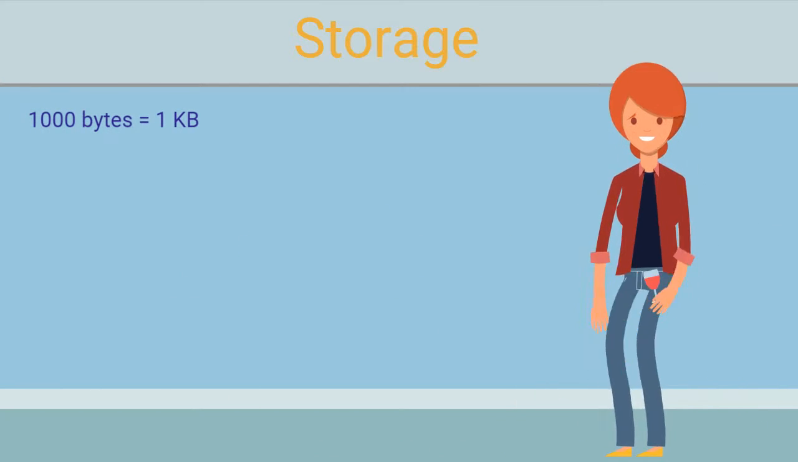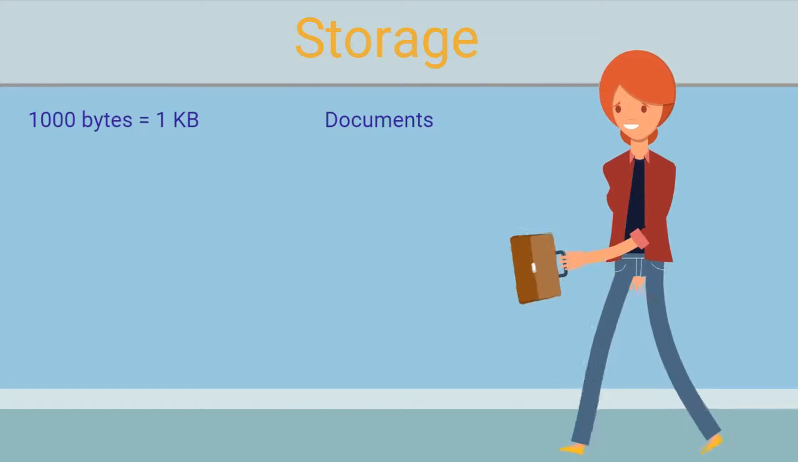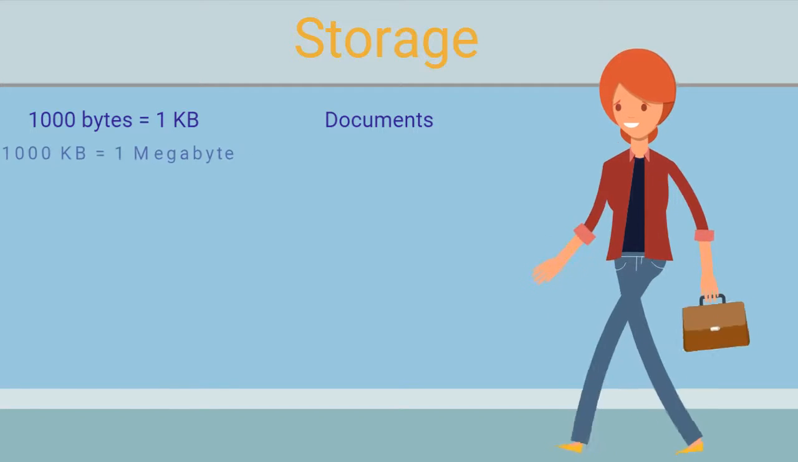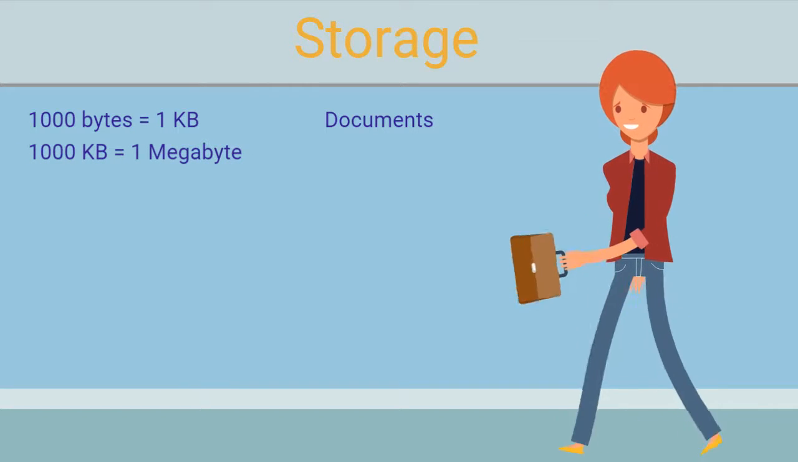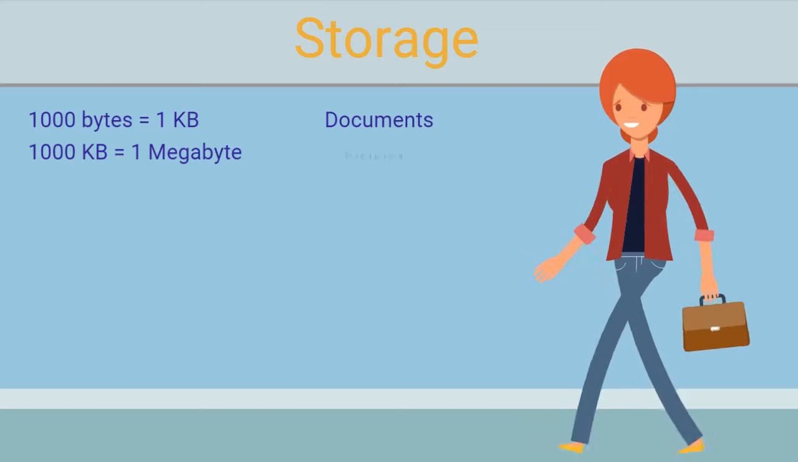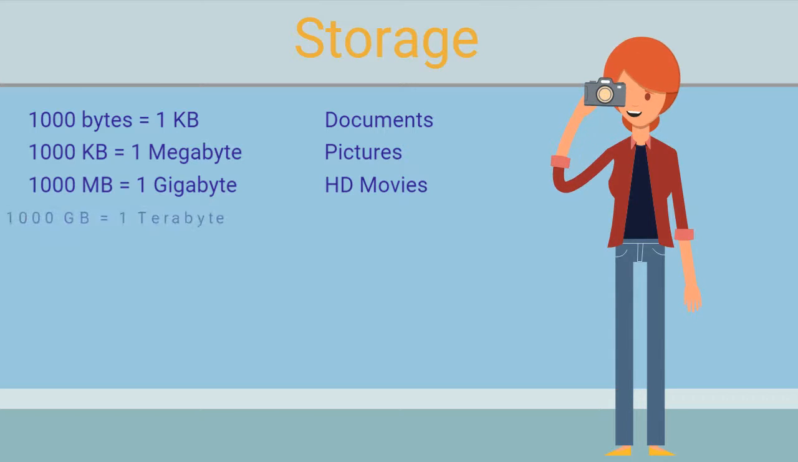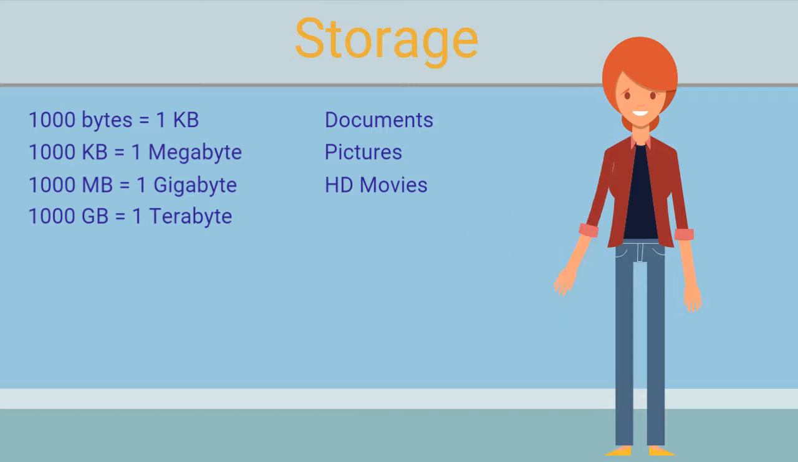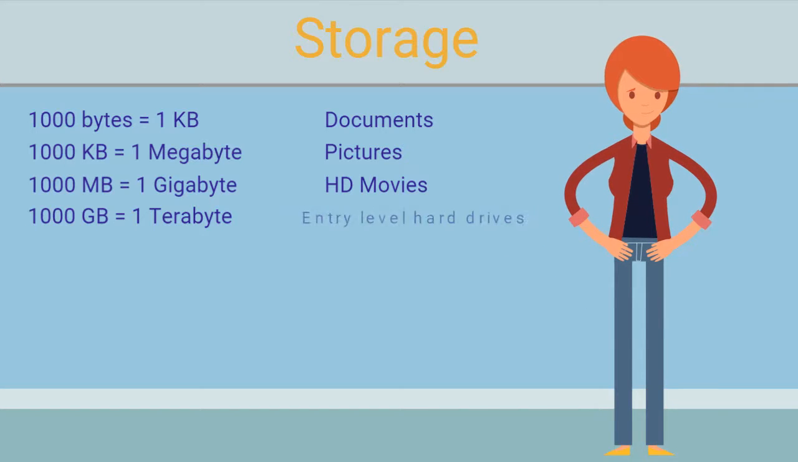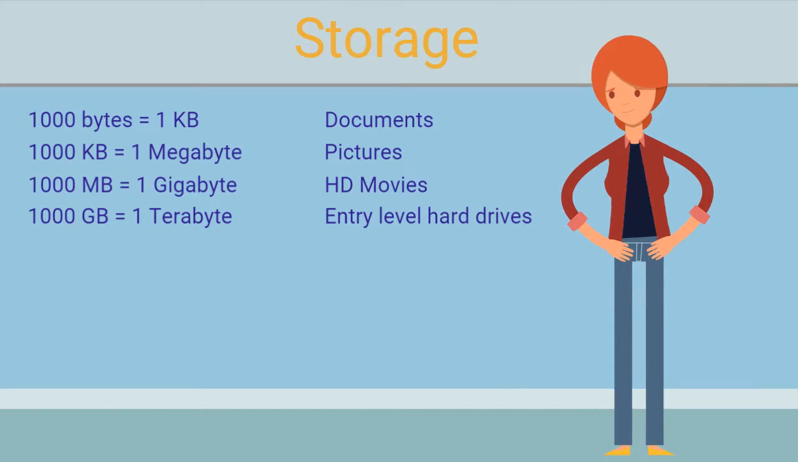Right, if you have kilobytes, you're looking at documents. If you have 1,000 kilobytes, you then have a megabyte. With megabytes, we're looking at pictures. 1,000 megabytes will give you a gigabyte. Most HD movies are a few gigabytes in size. 1,000 gigabytes will give you a terabyte. Most entry-level computers have terabyte hard drives.